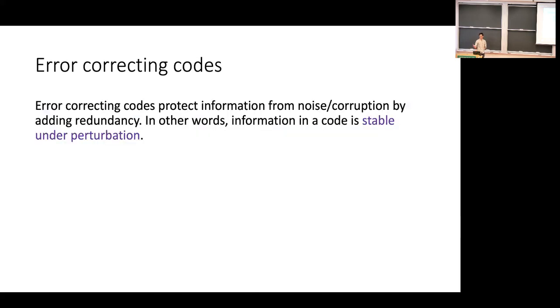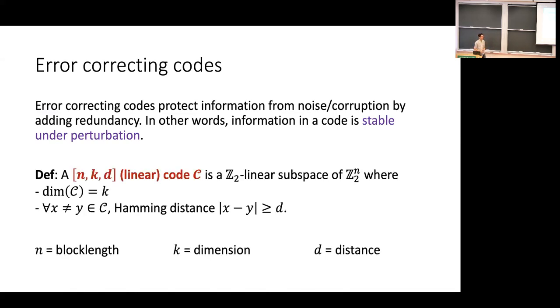Okay, so let's talk about error correcting codes. What are error correcting codes? At a high level, they protect information from noise and corruption by adding redundancy. Just to make a linguistic connection to stuff we've just seen, the information in an error correcting code is stable under perturbation. So maybe that gives you some hint that this and stability are somewhat related.